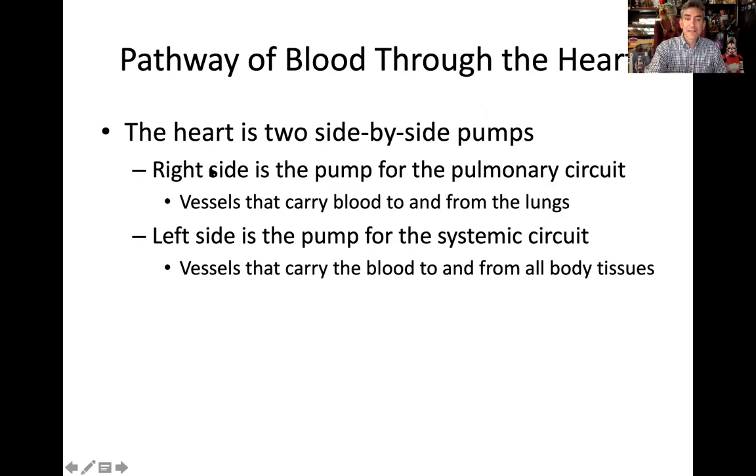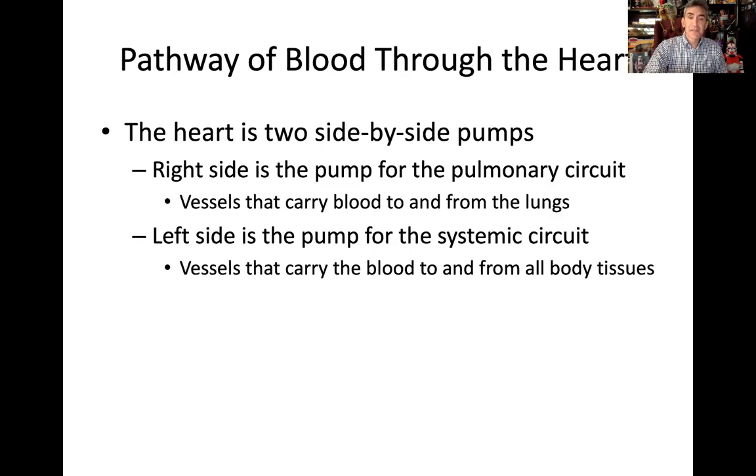So the right side of the heart, its primary task is to send blood from the heart to the lungs. So if you remember that, that's going to be a big help for you, right? So the right side of the heart is trying to get the blood oxygenated. It's trying to send blood from the heart to the lungs, the pulmonary circuit, to the lungs and then back to the heart. Circuit implies we're going and we're coming back to the same location. So the pulmonary circuit are the vessels that carry blood to and from the lungs, and then back to the heart from the lungs.